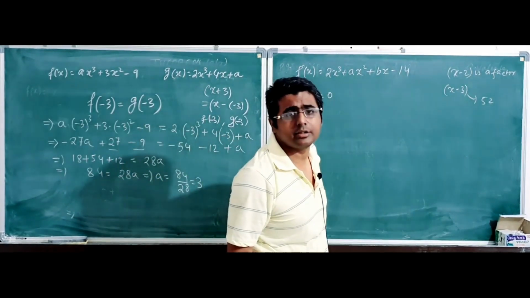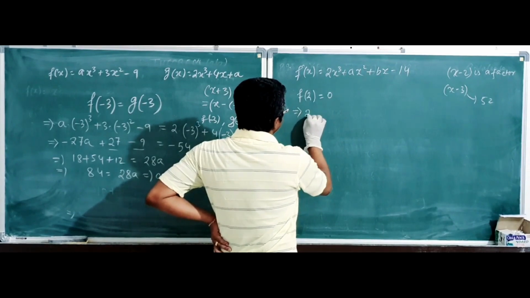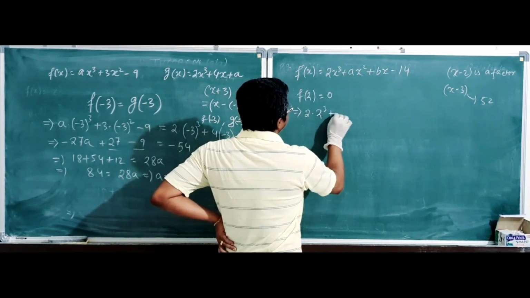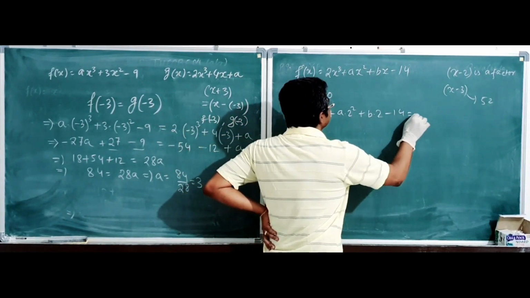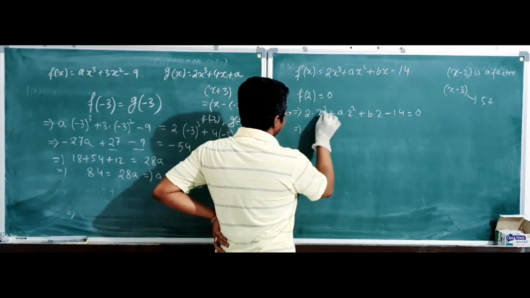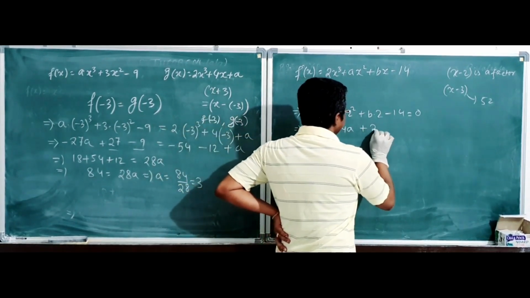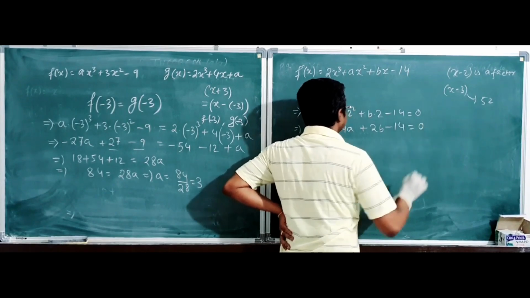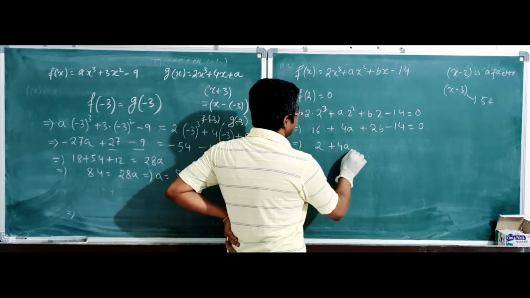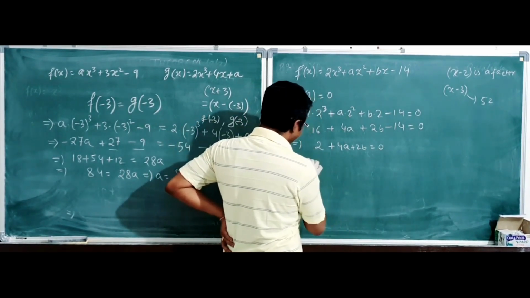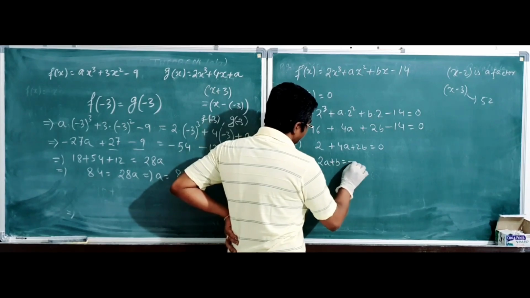Factor means no remainder, right? Factor means no remainder. So f(2) is equal to 0. So here I put 2 into 2 cube plus a into 2 square plus b into 2 minus 14 is equal to 0. Clear? So here it is 8 into 2, that is 16, plus 4a plus 2b minus 14 is equal to 0. Clear guys? So 16 minus 14 is 2, plus 4a plus 2b is equal to 0. So I can divide everything by 2, and we get 2a plus b is equal to minus 1.